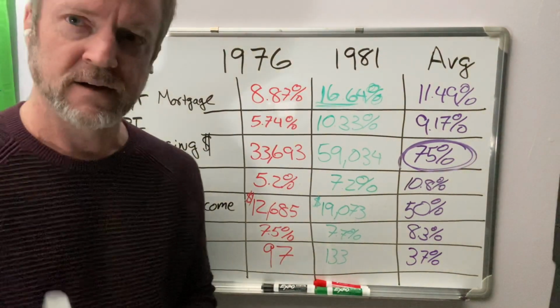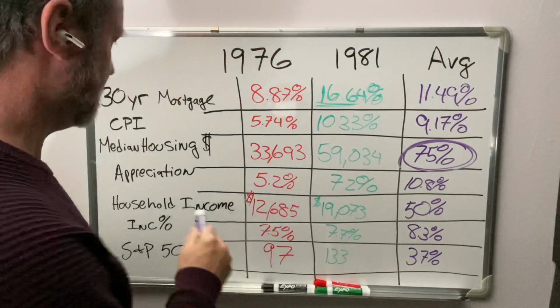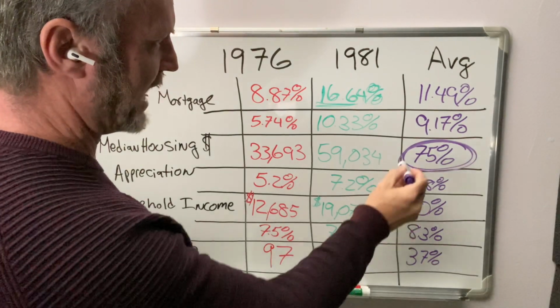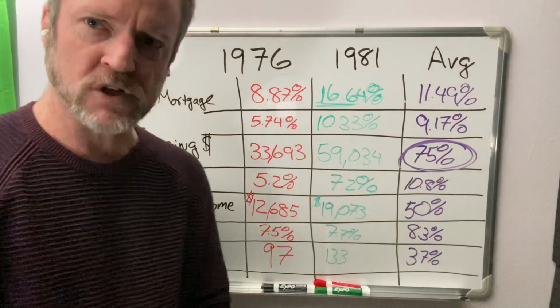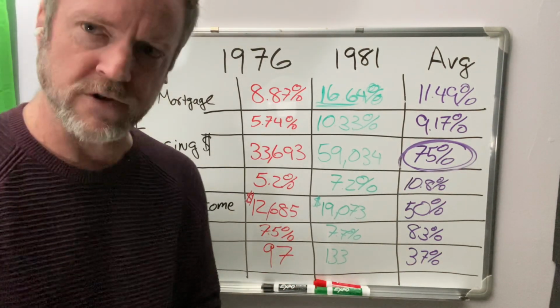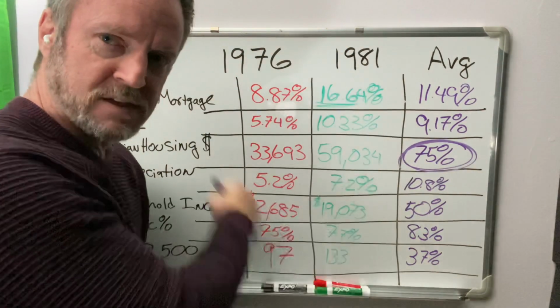So again, folks, we live in a payment-based world. It is about payment. In this example, wages went up 50%, housing went up 75%, and the average 30-year went up 300 basis points. So again, what else happened in this time frame?